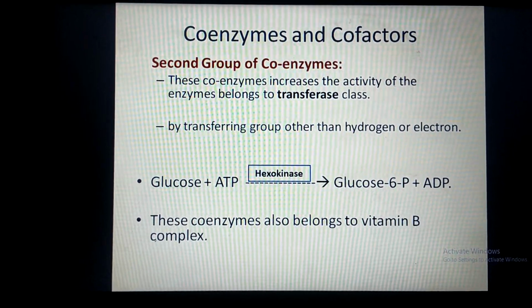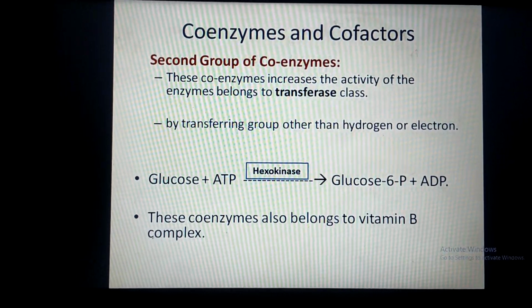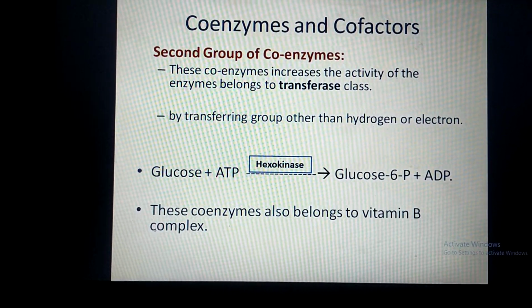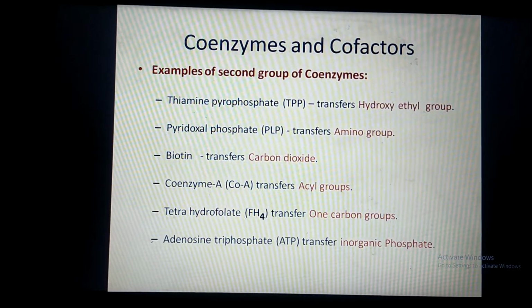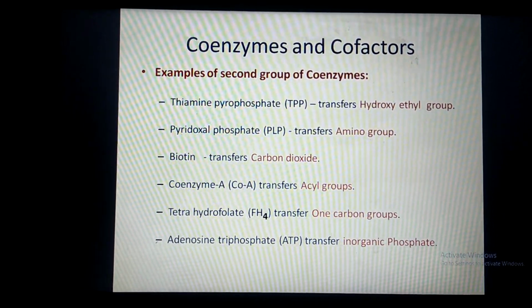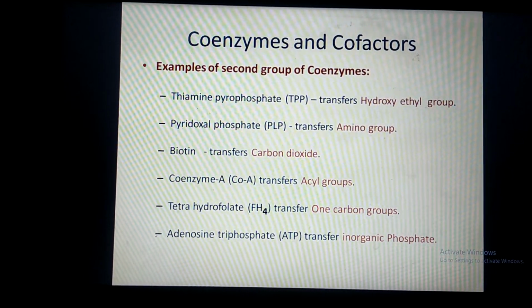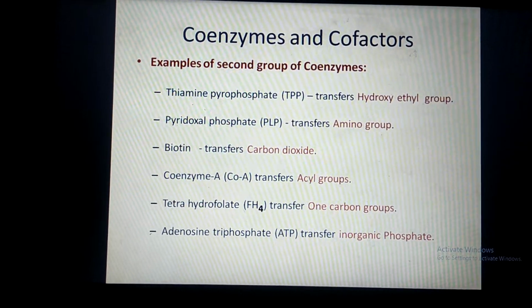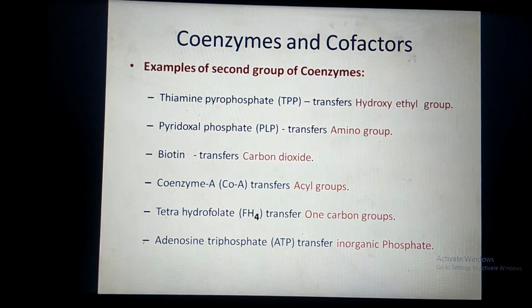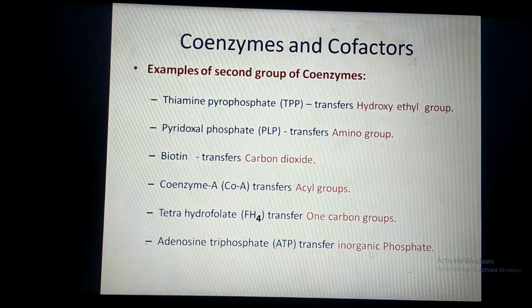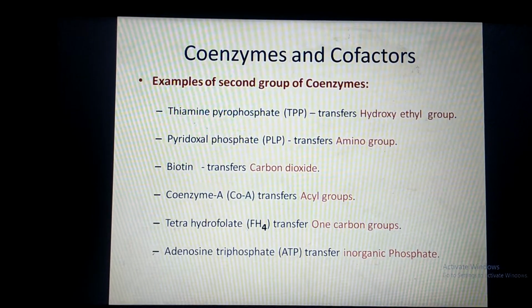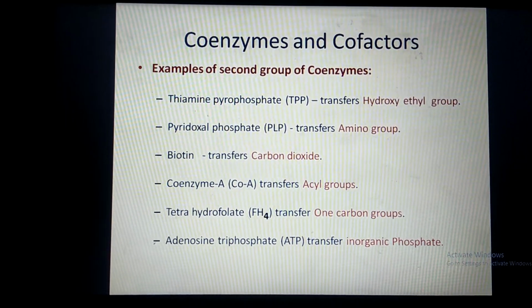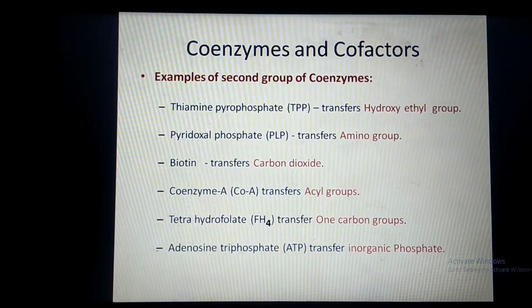The majority of the coenzymes belonging to the second group are also derived from the vitamin B complex. These are examples of coenzymes belonging to the second group. First is thiamine pyrophosphate, derived from vitamin B1, thiamine. It transfers the hydroxyethyl group. Another example is pyridoxal phosphate, derived from the vitamin pyridoxine, and it transfers the amino group.